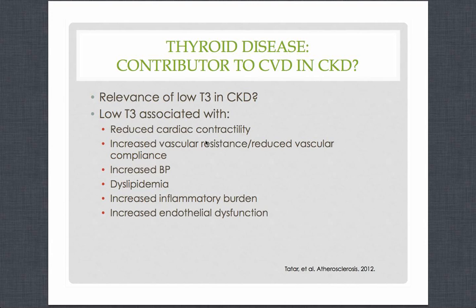Thyroid disease can actually impact chronic kidney disease. Low T3 is associated with numerous cardiovascular effects, including increased blood pressure, which can worsen chronic kidney disease. It can increase inflammation, endothelial dysfunction, and vascular resistance. Thyroid function hasn't been specifically studied very well in chronic kidney disease, but thyroid dysfunction has been studied in cardiovascular disease, and via the mechanisms listed here, it can have an impact in chronic kidney disease.